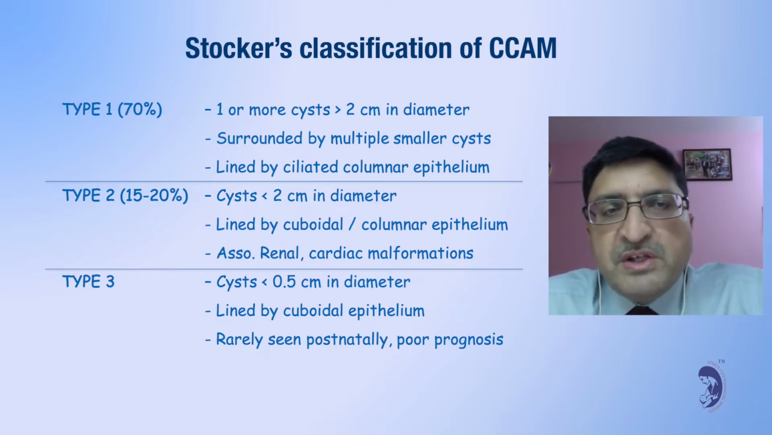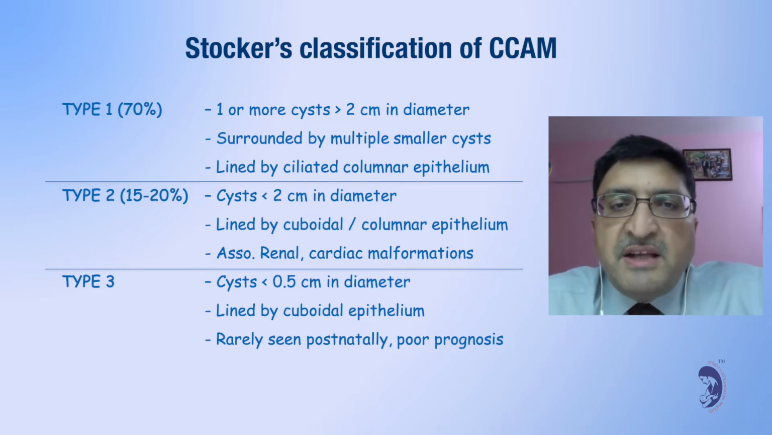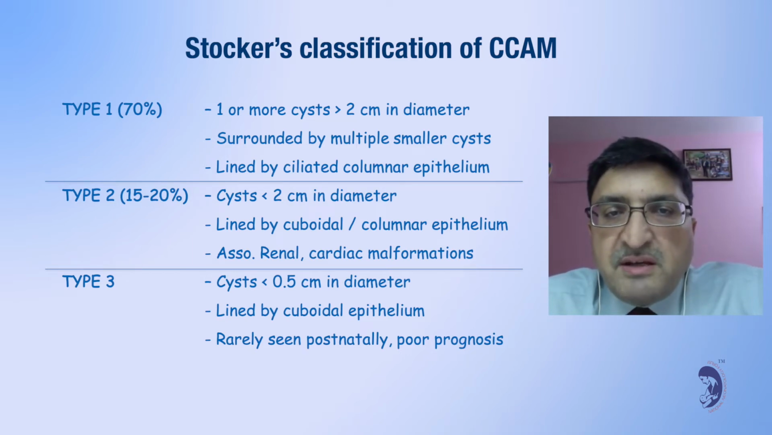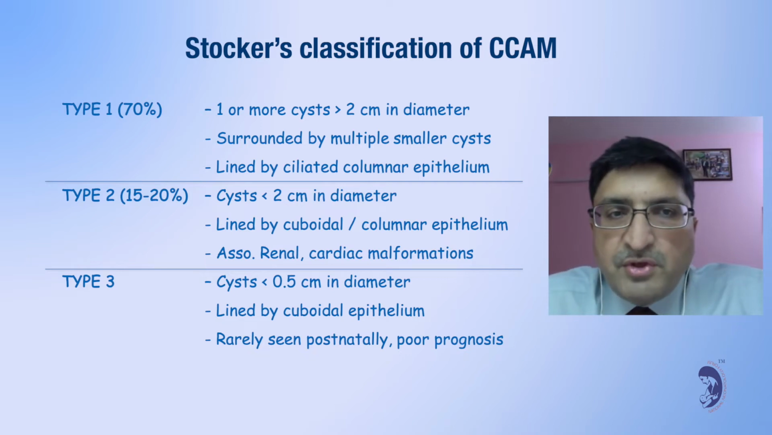The type 2, which comprises about 15 to 20%, are cysts which are less than 2 centimeters in diameter. They are lined by cuboidal or columnar epithelium. And in this type, associated renal or cardiac malformations may be frequently seen. The type 3 are the microcystic, in which the cysts are less than 0.5 centimeter in diameter. They are lined by cuboidal epithelium, and however, they are rarely seen postnatally and are associated with a poor prognosis.